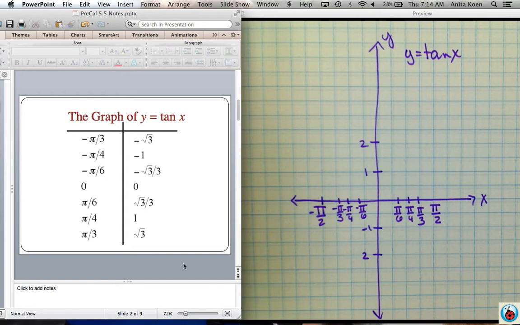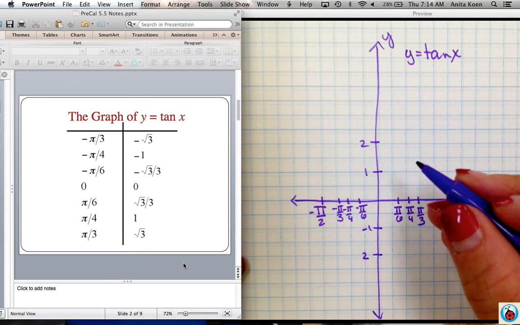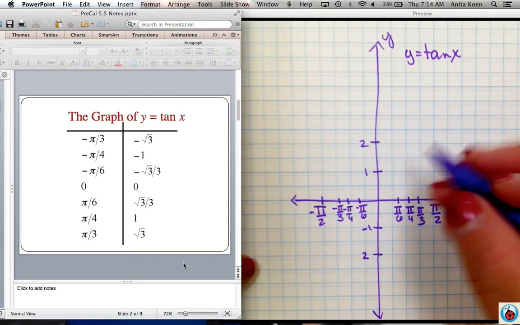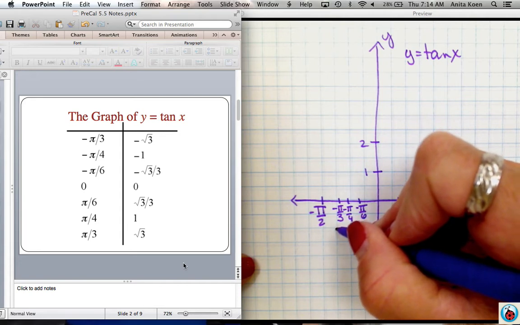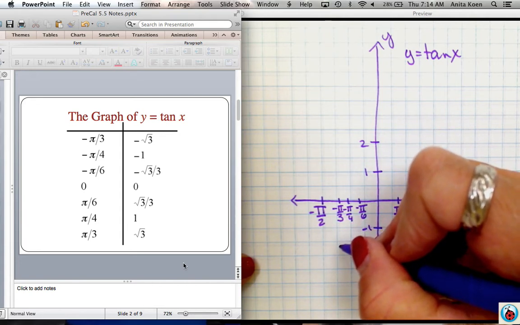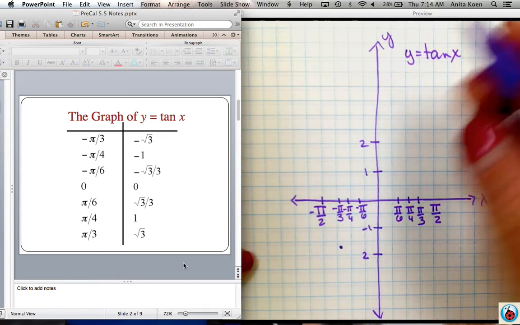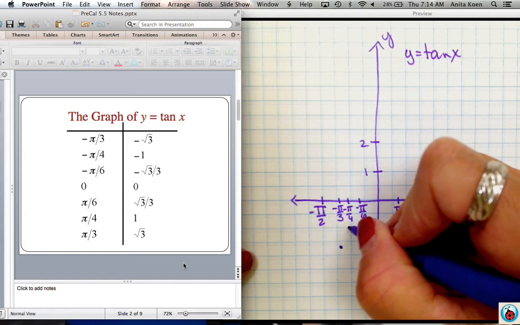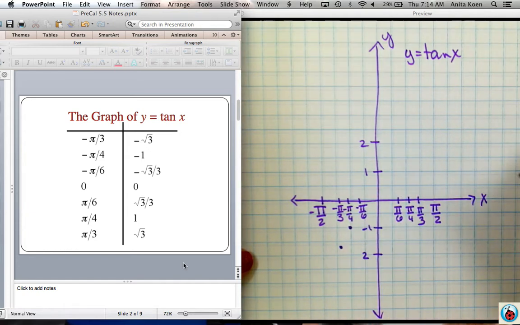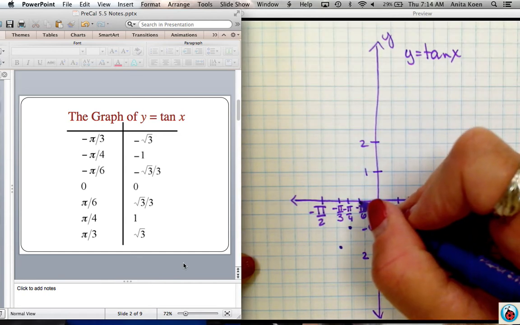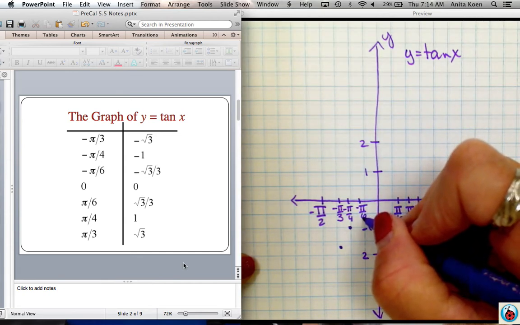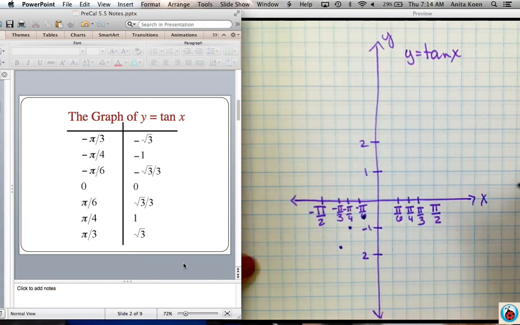So I'm going to graph these points now and see what happens. If I'm looking at negative pi over 3, I see that it has a tangent of negative square root of 3, which is about negative 1.7. So here's negative 1, and negative 1.5, and negative 1.7 is probably about right here. The negative pi over 4 has a tangent of negative 1. So negative pi over 4, negative 1 is about here. Negative pi over 6 has a tangent of negative square root of 3 over 3, which is about negative 0.6. So negative pi over 6, about negative 0.6 is going to be right here.